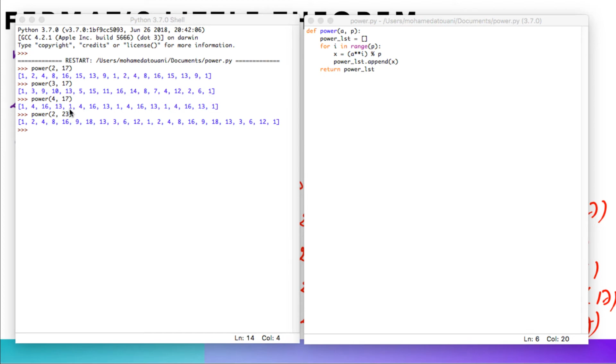Here the first positive power is p minus 1, which is divisible by p minus 1. Now here the first positive power of 4 which gives 1 modulo 17 is 4, and 4 divides 16. And in this example, p minus 1 is equal to 23 minus 1, which is 22. And if you count here, you will recognize that this is 2 to the 11, that gives 1 modulo 23.